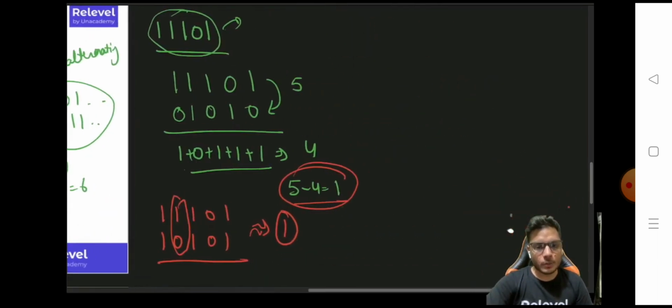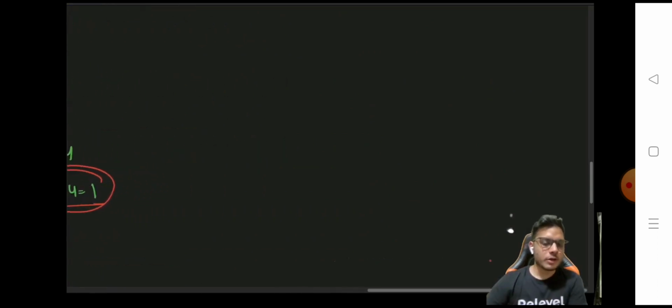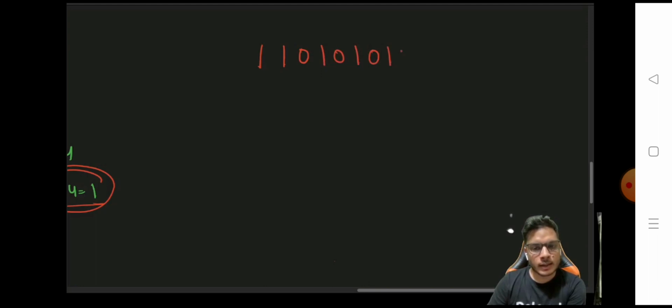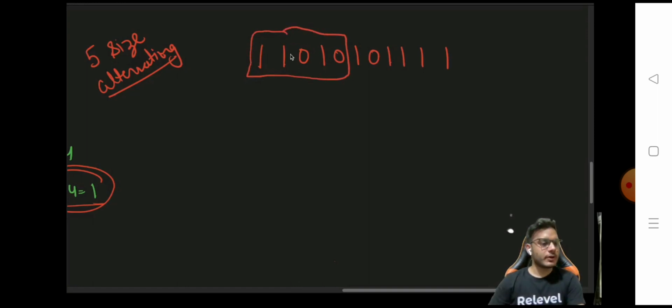Now there are many problems, so we are not dealing with exactly this part. What we are given is a binary string, let's say this is a binary string, and you have to make a size five alternating string. How can you do it? I think it's easy. What you have to do is just take a size five window.